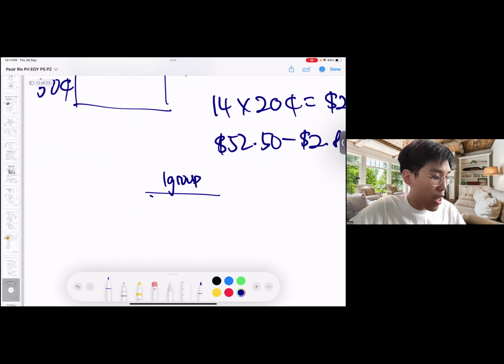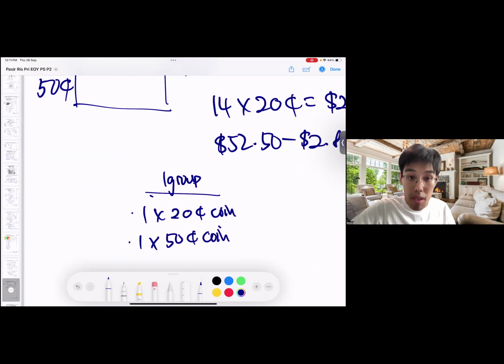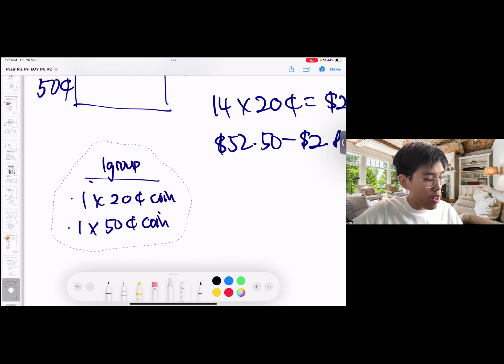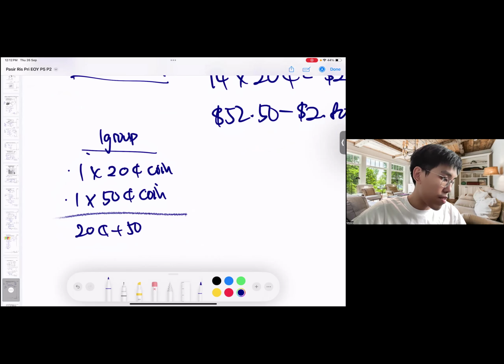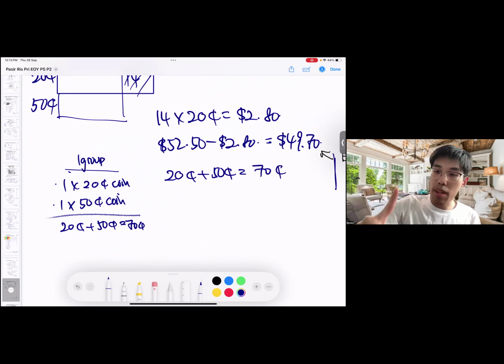That means I need the minimum one group, the smallest one group, which will be 1 times 20-cent coin and 1 times 50-cent coin. For this one group, since they are exploring the total, we need to find the total of this one group. In this case, 20 cent plus 50 cent is 70 cents. We can also put in the working here. So one group is 70 cents.